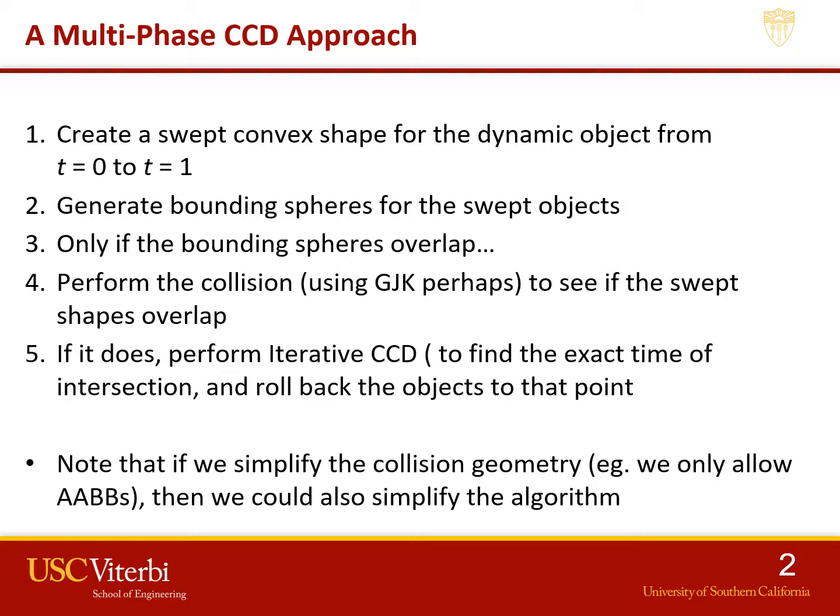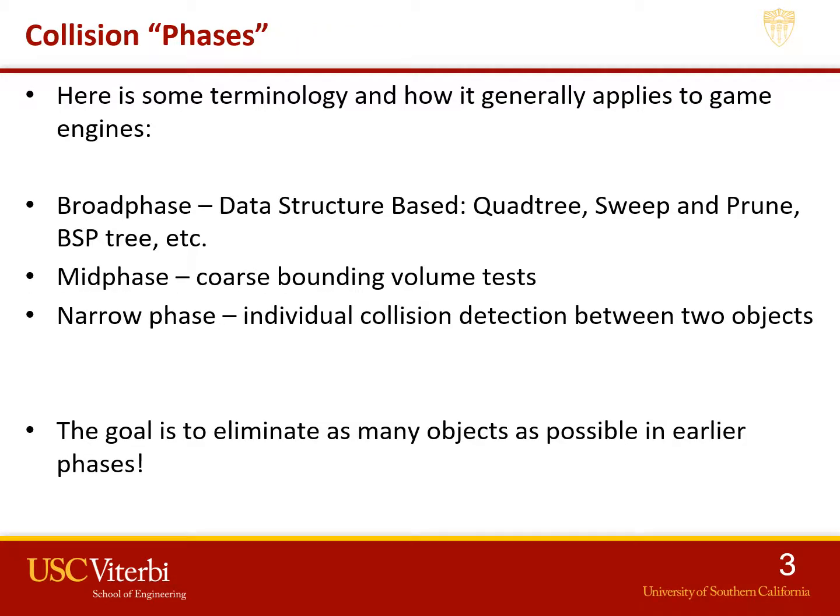Now, if we then see that those swept shapes overlap, only then would we start iterating to find the exact time of that collision. Of course, if we had a more simplistic type of geometry, such as AABBs or spheres to begin with, then we could use a slightly simpler algorithm. But it's still a good idea to always start with the cheapest test first, and then try to refine things down only when necessary. So as an optimization, we do our collision in different phases, or different levels of granularity, starting from the most rough approximation and then working our way down towards the more expensive, more refined collisions.